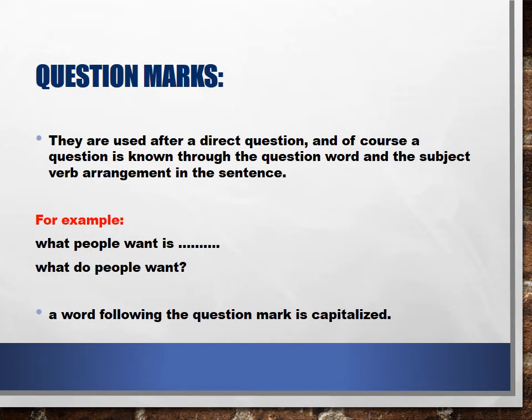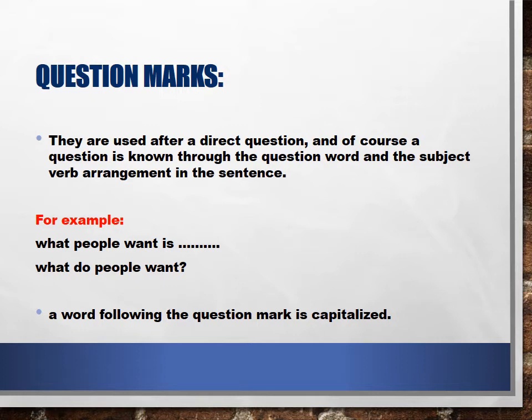Then the question marks. They are easy, very easy, the question marks. They are used after a direct question, and of course a question is known through the question word or the subject-verb arrangement in the sentence. Means when we have a statement, we begin with the subject, then the verb, then the object or the complement of the sentence. On the other hand, when we are writing a question, if the beginning of the sentence is not a question word, you have to begin the sentence with the verb, then the subject.